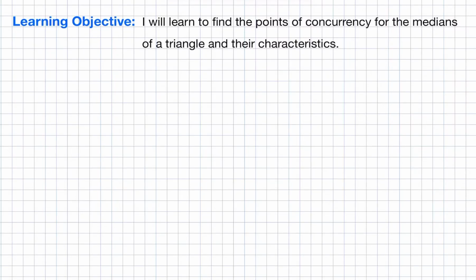Okay, class, in this lesson, you will learn to find the points of concurrency or points of intersection for the medians of a triangle and their characteristics. Okay, so let's go ahead and get started.